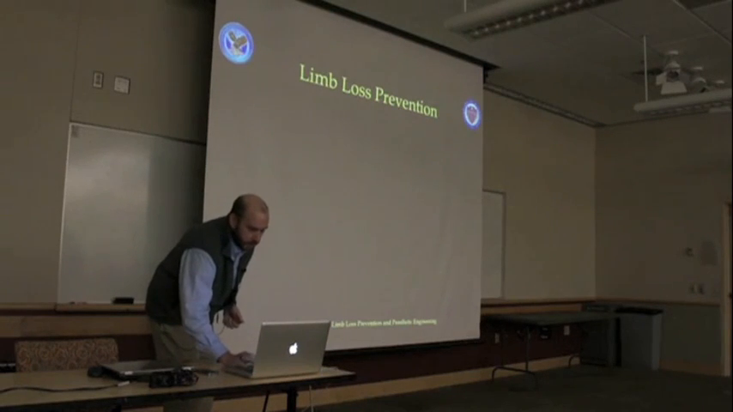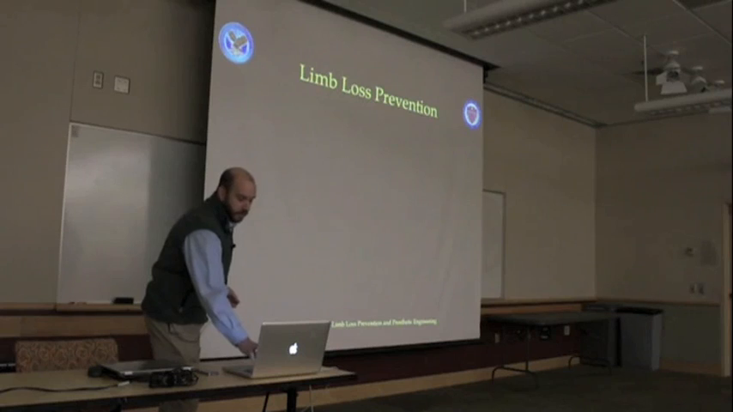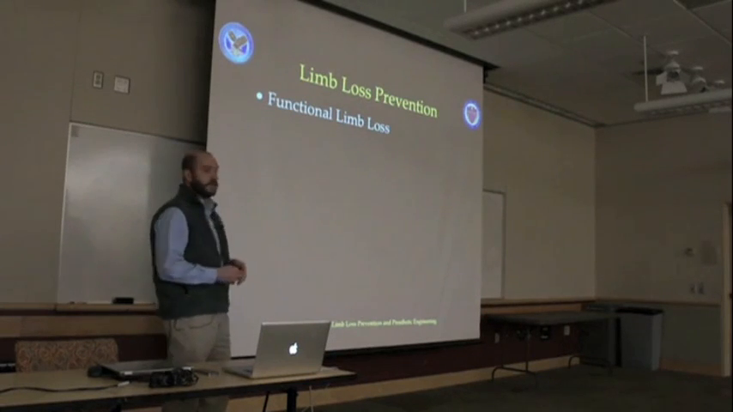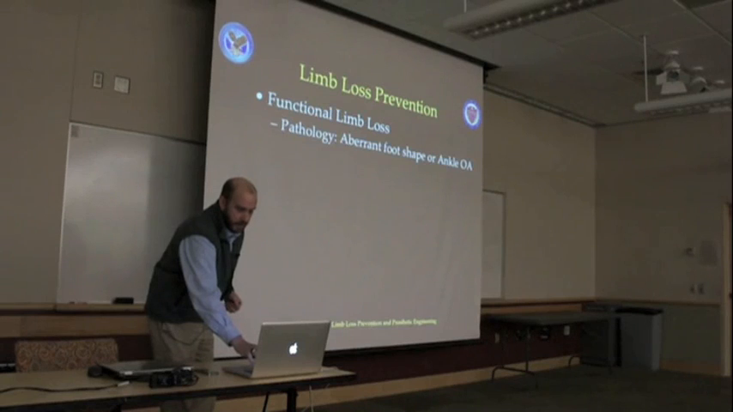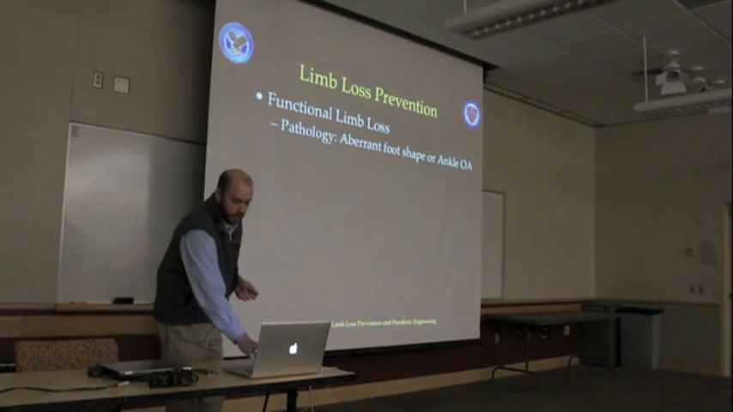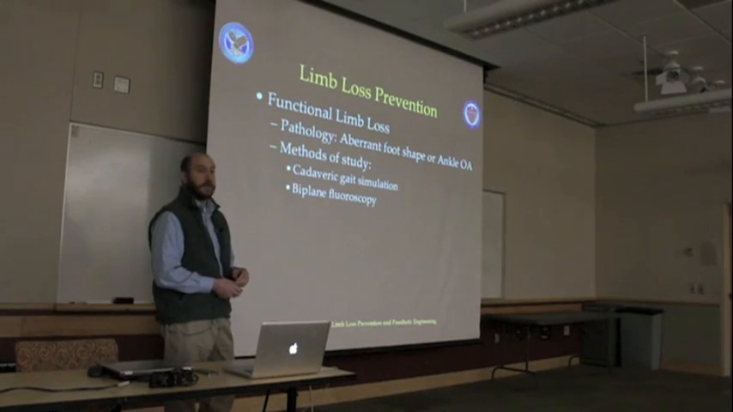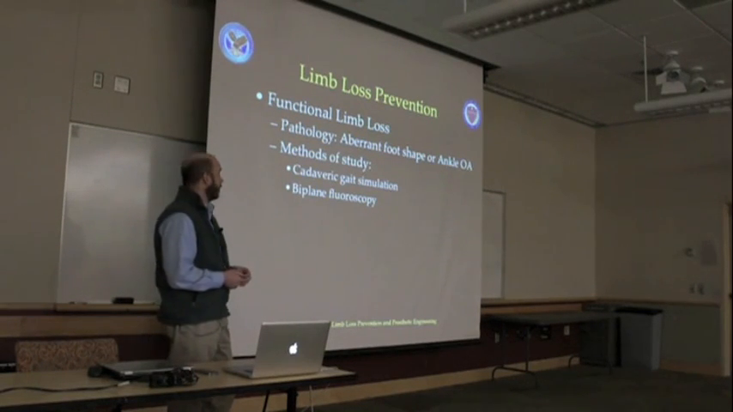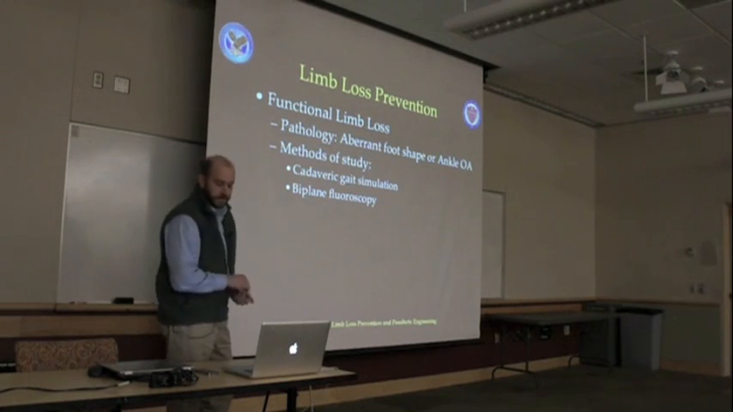When we speak of limb loss, we're really speaking of 2 types of limb loss. There's functional limb loss, so you have a foot that no longer works properly. When we're talking about that, we usually look at aberrant foot shape, flat feet, high arch feet, or ankle OA. And we usually use cadaveric gait simulation, or more recently, biplane fluoroscopy, to look at these feet. I'll be speaking today primarily about our cadaveric gait simulation work.